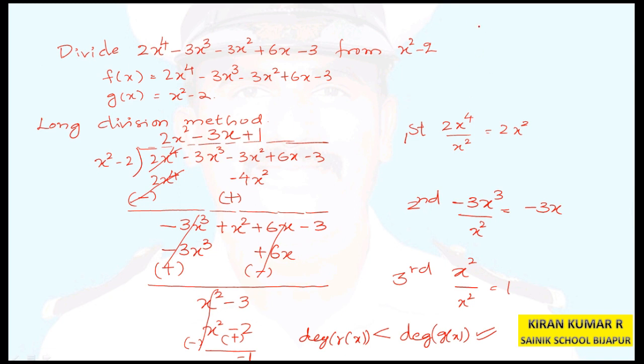So let me mention it here. We got quotient q of x as 2x square minus 3x plus 1 and the remainder r of x as minus 1. Had it been minus 2, if minus 2 was there here, we would have got remainder 0. Then we would have said that x square minus 2 is a factor of f of x.